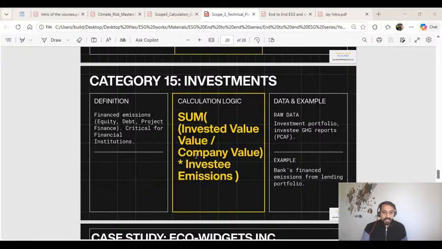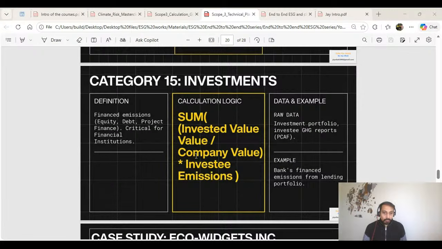So for investee emissions, you have to see what products or services they are providing across the whole value chain. So for investee emissions, you require the total for calculating your category 15 finance emission, and based on that you can calculate the overall category 15 analysis.